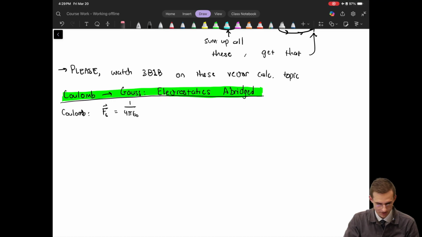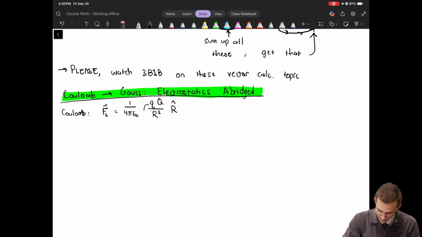If in chemistry class or in high school, you might have seen this 1 over 4 pi epsilon represented as k, so like kqQ over r squared. I prefer to write it in terms of epsilon naught. So then you have a lowercase q and an uppercase Q, so kqQ over r squared, and it points radially outwards from the point charge lowercase q.